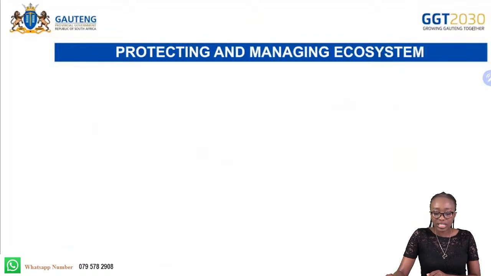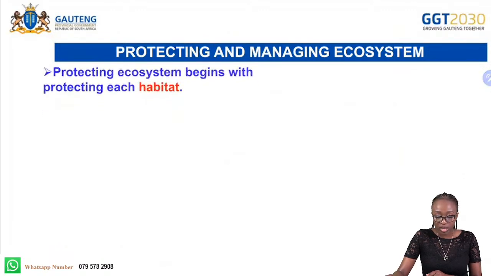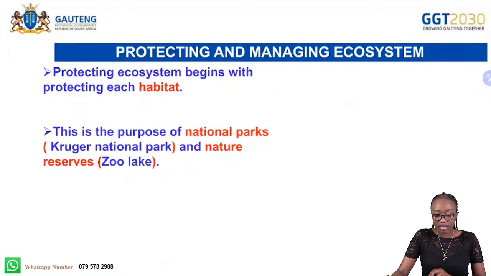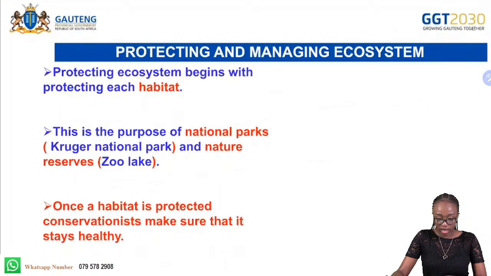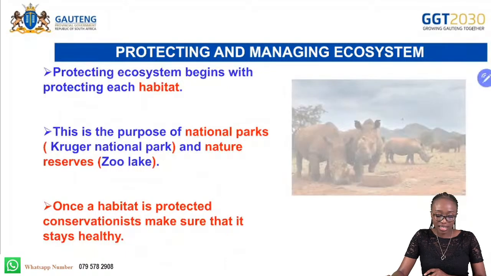Now, how do we protect and manage our ecosystem? Protecting and managing an ecosystem begins with protecting each and every habitat. This is why in this country there are so many national parks. For example, there's the Kruger National Park, and we also have nature reserves such as the Zoo Lake. Once a habitat is protected, the conservationists make sure that it stays healthy.